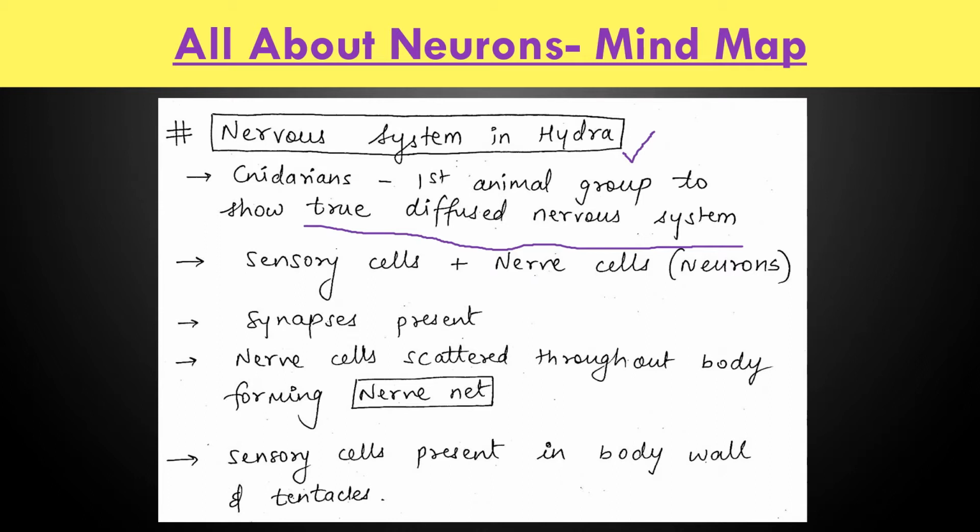They also showed presence of some sensory cells along with these neurons. Synapses were also present. Now these synapses are the gaps which are present in between two neurons. The nerve cells of Hydra are scattered throughout the body, and that is what is known as the nerve net. The sensory cells are also present in the body wall and the tentacles.